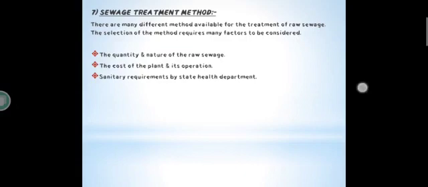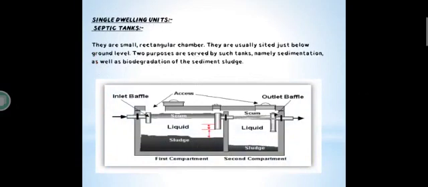Next is single dwelling units, that is septic tanks. They are small rectangular chambers. They are usually sited just below the ground level. Two purposes are served by such tanks, namely sedimentation as well as biodegradation of the sediment sludge. Biodegradation, we have discussed this earlier.